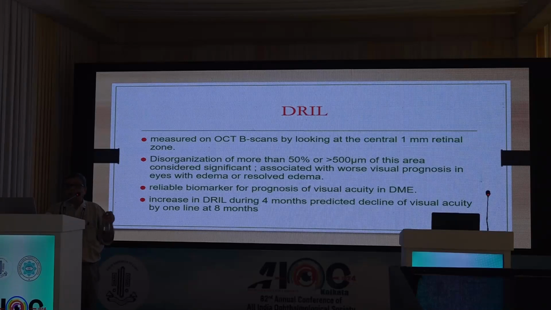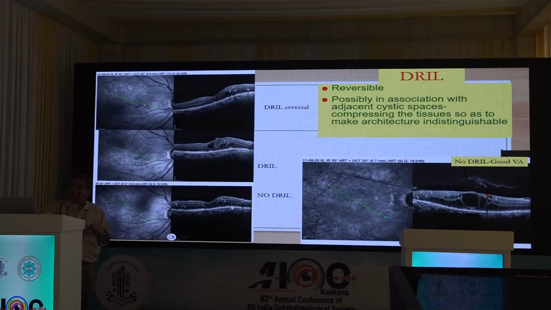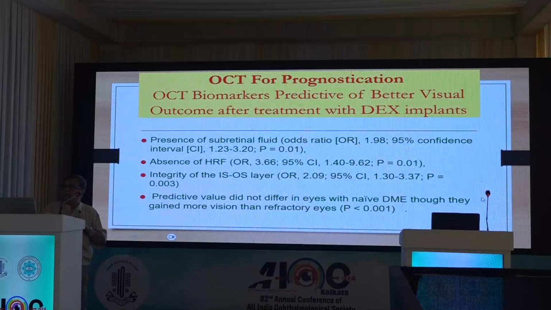But don't talk about DRIL in the presence of a lot of macular edema. Because if there's a lot of macular edema, it can push the retinal layers, and that can give you a false appearance of DRIL. Now, just to show you, here there was fluid. It looked like this area had DRIL, but the fluid went away and the layers became okay. So don't comment on DRIL while the fluid is there. The other thing is here, lot of big cysts, but no DRIL. Vision was good. So this is another important factor to keep in mind.